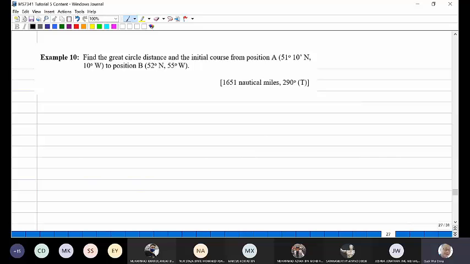Okay, so let's look at example 10. I'm not sure if I have time to finish example 10. I hope I can finish. So I want to find the great circle distance and the initial course from point A to point B. Okay, so how to do that?